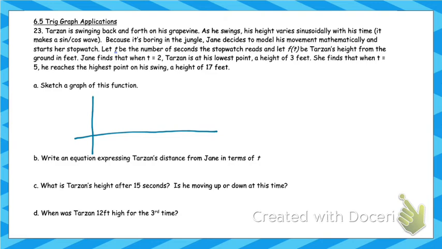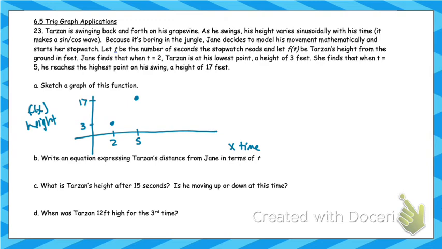So I'm going to let the x-axis be time, and the y-axis be height. This one's a little bit easier because it tells us the points we need to know. We don't really need to figure them out. It says that Tarzan's height from the ground when t is 2, so after 2 seconds, is at his lowest point, which is 3 feet. It tells us when t is 5, he's at the highest point, which is 17.